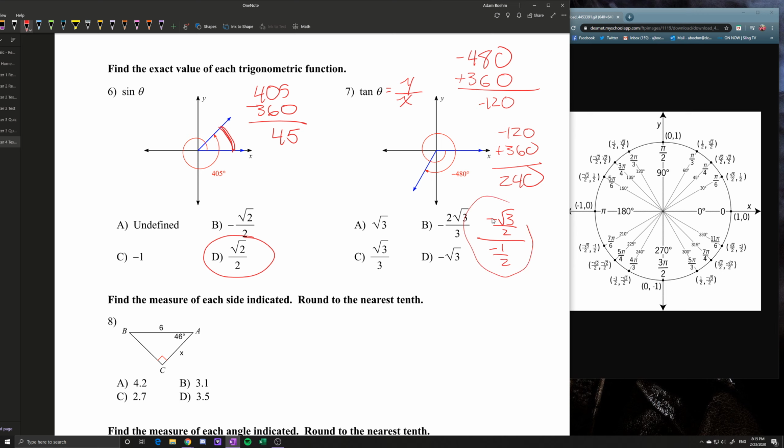But this isn't one of our answers, so we need to simplify and rationalize. When we're dividing by a fraction, we're really multiplying by its reciprocal. So this is really negative root 3 over 2 times negative 2 over 1, which is 2 root 3 over 2, which just simplifies to root 3, which is A.